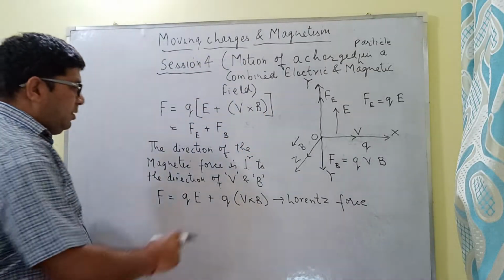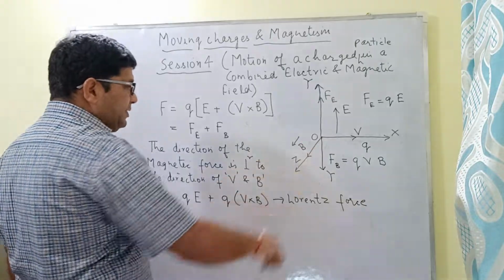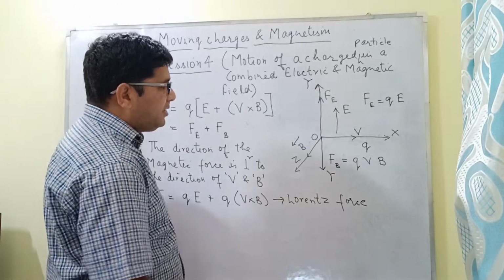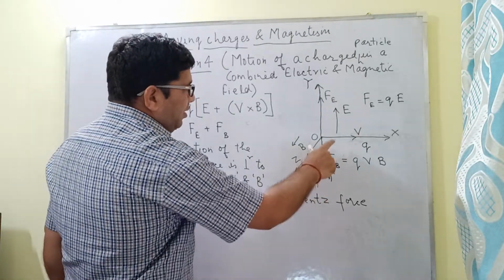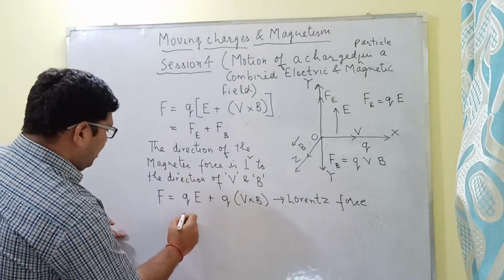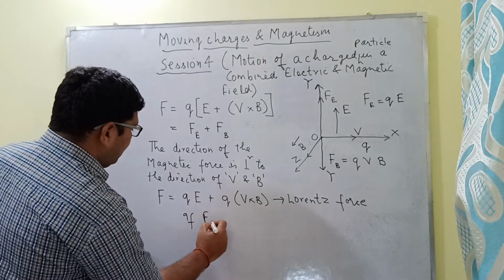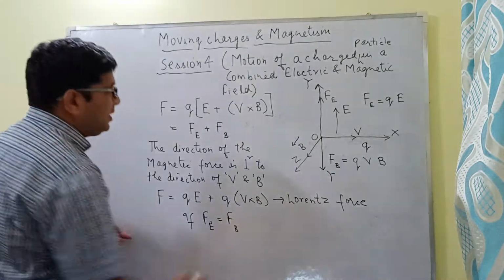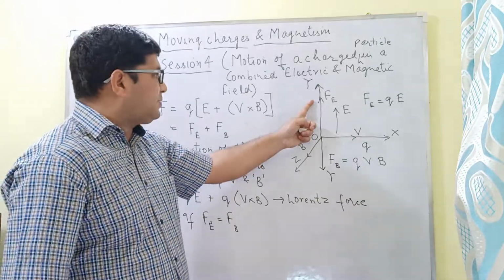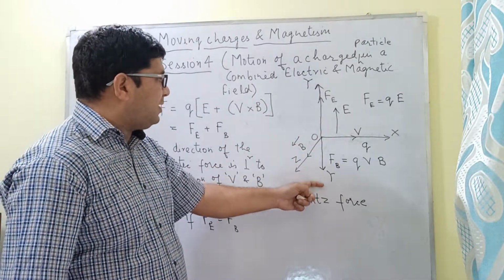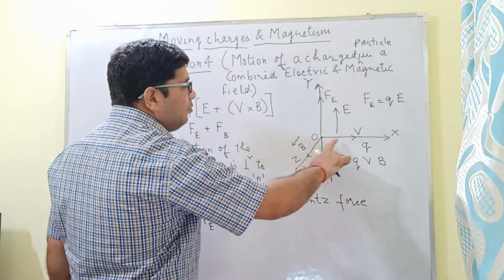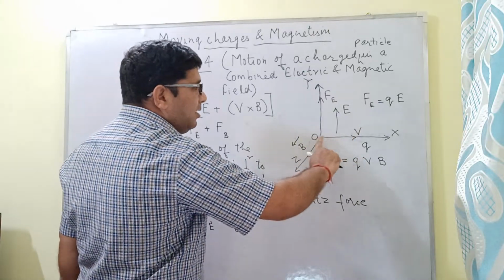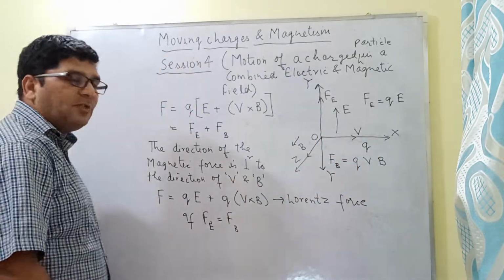Now in this case, FE is acting along the positive y-axis. FB is acting along the negative y-axis. So if FE is equal to FB, if the magnitude of the electrostatic force is equal to the magnitude of the magnetic force, in that case this particle will move undeflected along the x-axis. That is, the charged particle will continue to move along the x direction without any deflection.